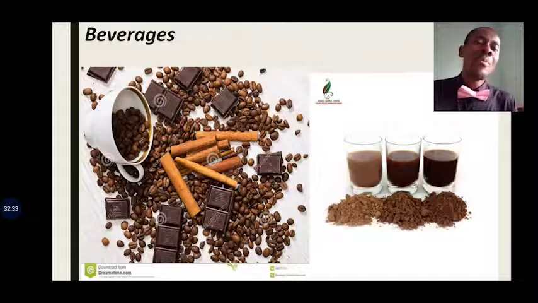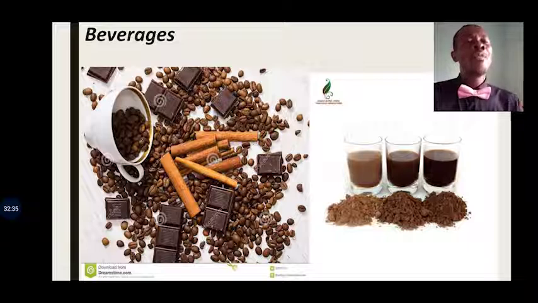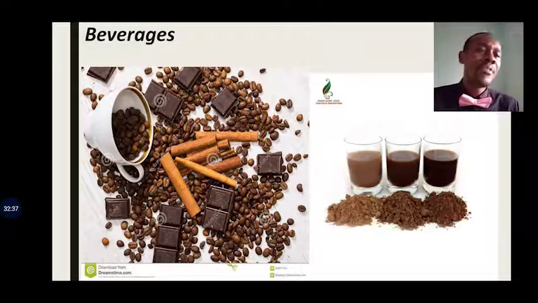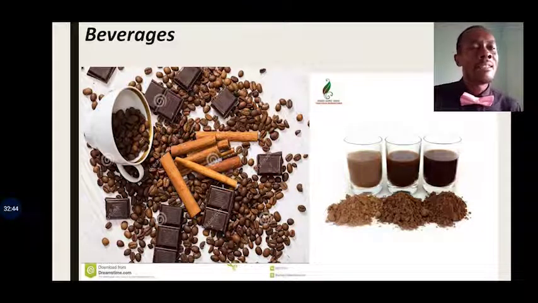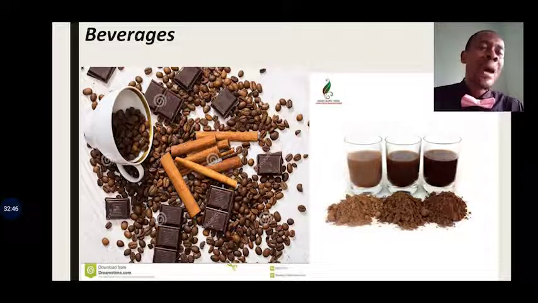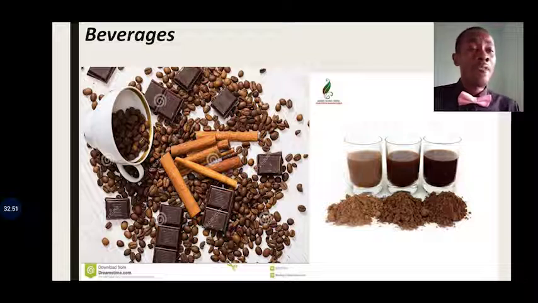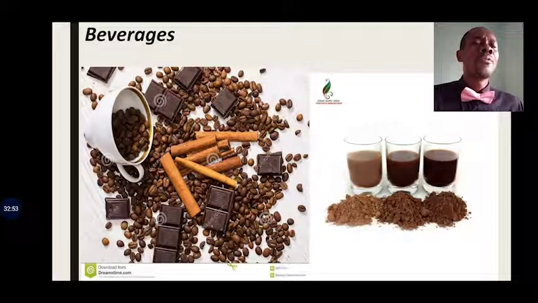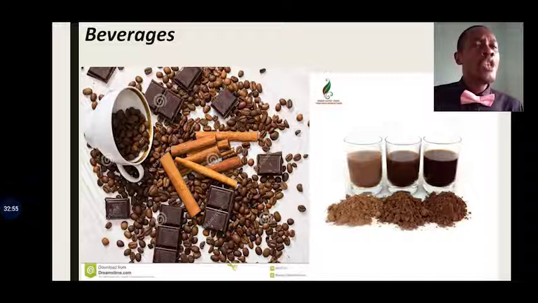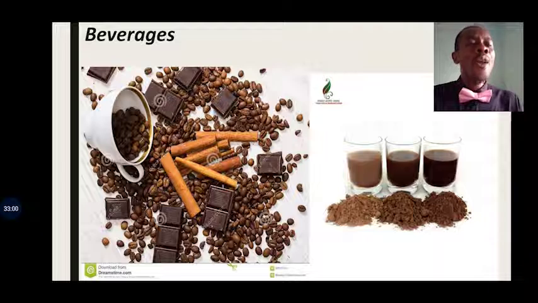The next group of crops known for agricultural classification are the beverages. The beverages, we mainly get them from our cocoa plants, our coffee plants. We also get them from the tobacco plants. All these plants I've mentioned, cocoa, coffee, tobacco, we can get a lot of food drinks from them. Your Milo, your Bonvita, your Ovaltine, all those things are produced from these crops under beverages.